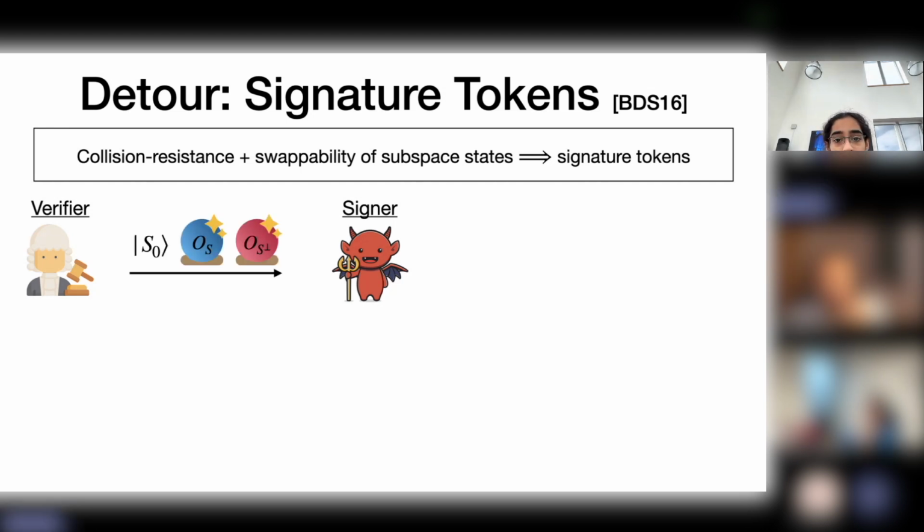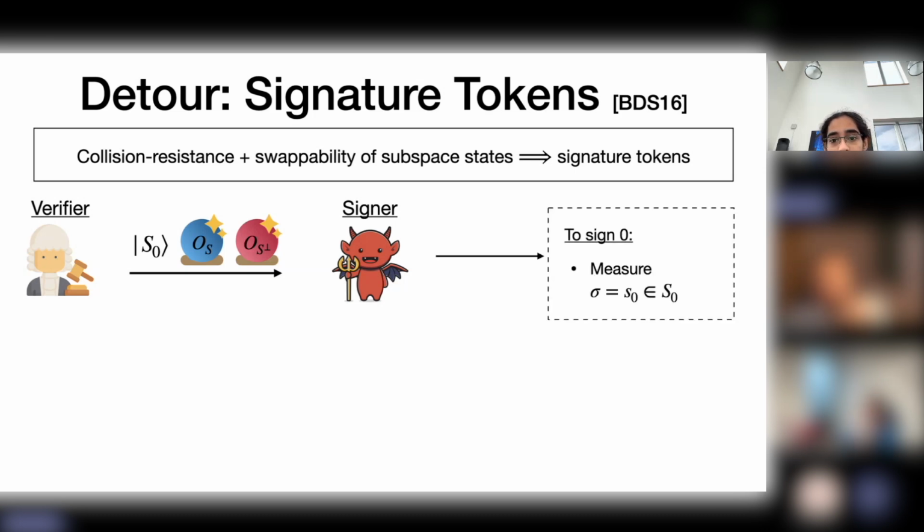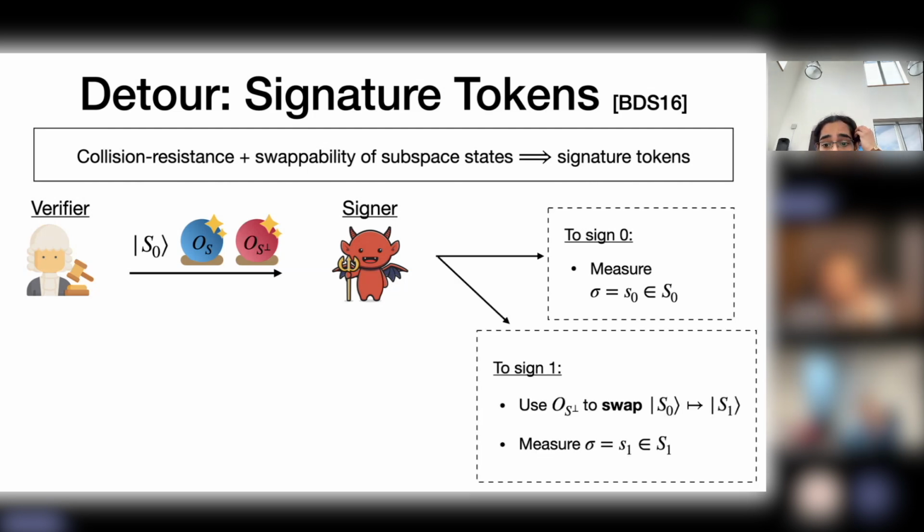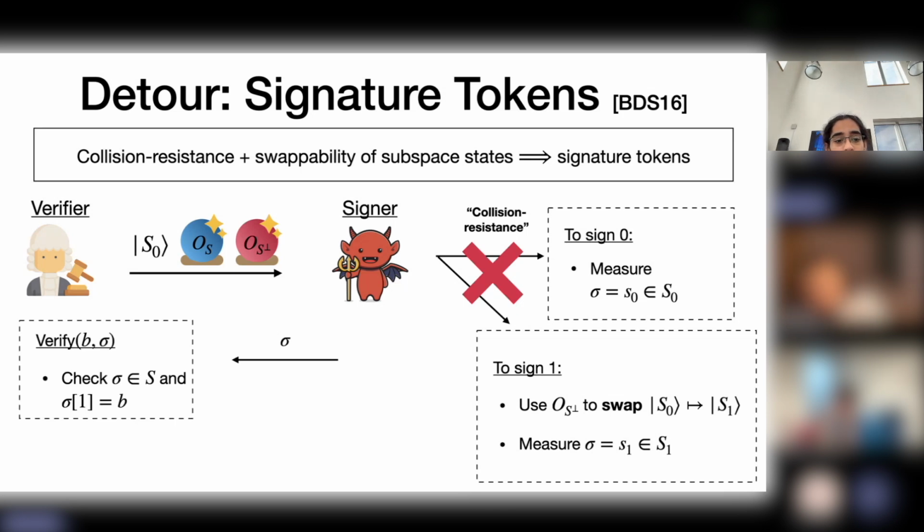So what is the scheme? The key that the signer gets is going to be this quantum state ket S0, along with these oracles OS and OS perp. And to sign the bit 0, the signer is simply going to measure this state in the standard basis and get a vector that starts with 0. That's the signature. And to sign a 1, I'm going to use the dual oracle to swap from S0 to S1 and then measure in the standard basis. Because of this collision resistance property, I get for free that the signer cannot sign both the 0 and a 1. And because this collision resistance property holds even when everyone has access to these oracles OS and OS perp, verification simply checks that your signature is a vector in the subspace and the first coordinate is equal to the message.